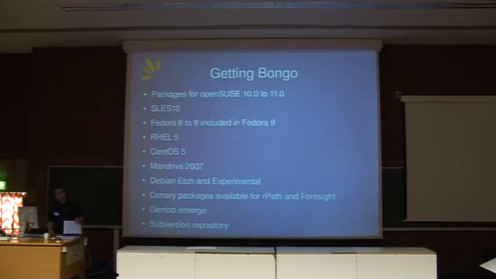There are Conary packages for those that like using Foresight or rPath, and also there are downloadable ISOs, Xen images, and also VMware images from rPath for using in virtualized environments. Bongo is also in Gentoo eMerge, and also you can get it from SVN repositories.